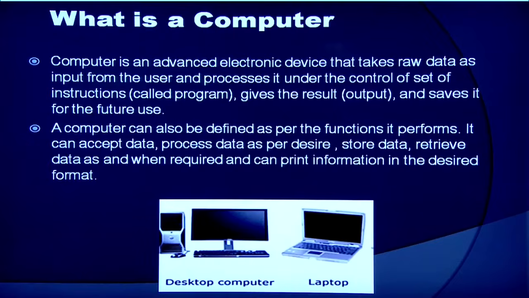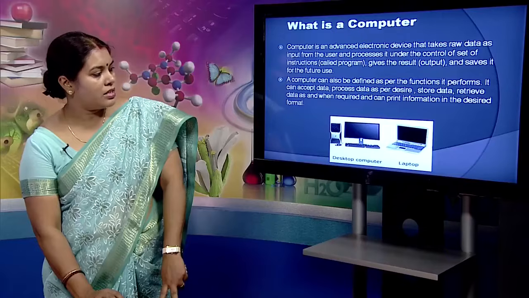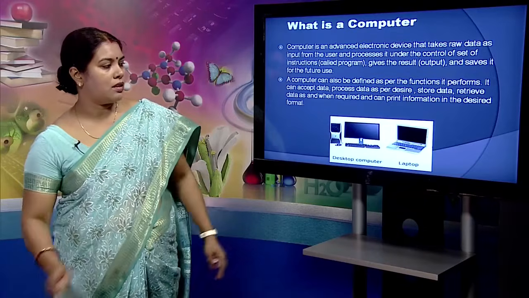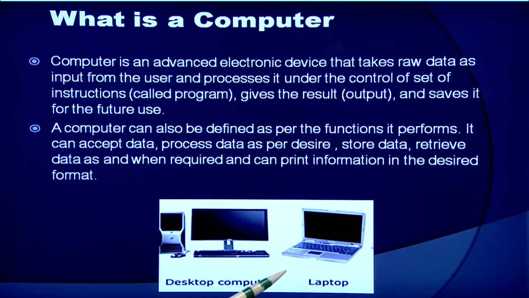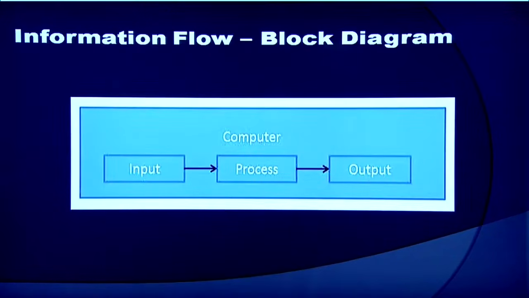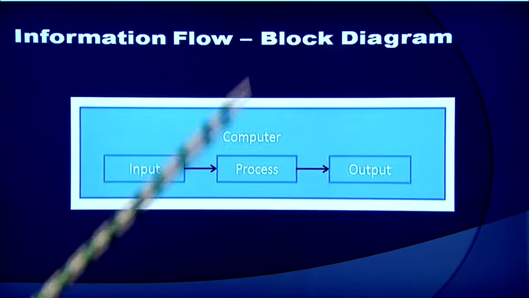A computer can accept data, store data, process data as desired and retrieve the stored data as and when required and print the result in the desired form. You can see two computers, a desktop computer and a laptop on the screen. This slide shows how an input is being processed by the computer and then it is converted to an output.